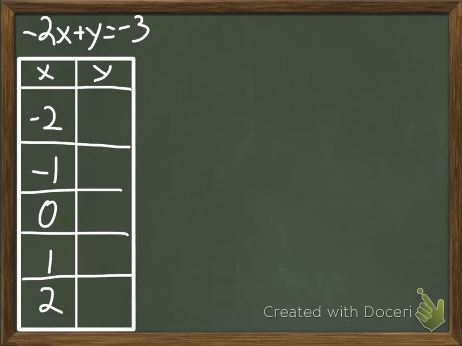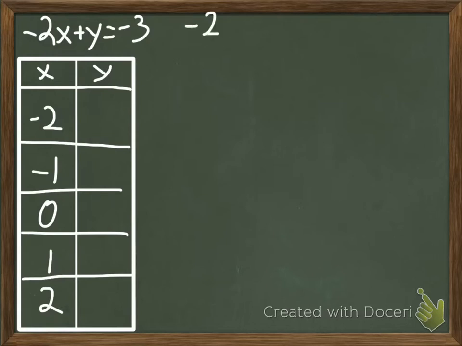So now we're going to do a couple more, and we're just going to add a little twist to these. So we always want it to say y equals or f of x equals. Well, right now it doesn't say that. Right now it says negative 2x plus y equals negative 3. So we're going to have to move things around a little bit.